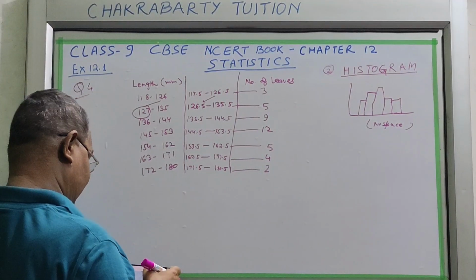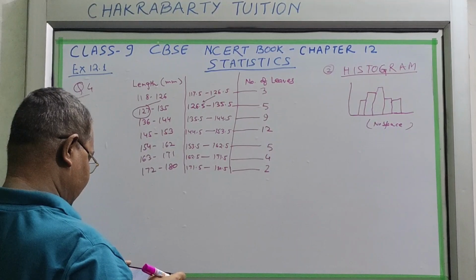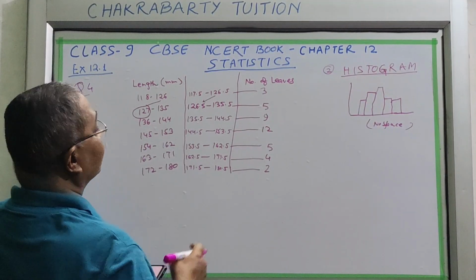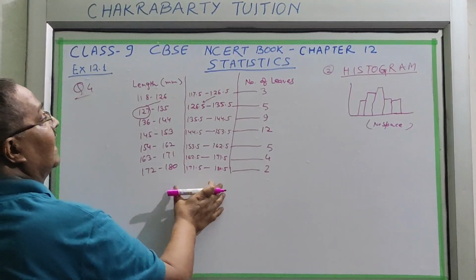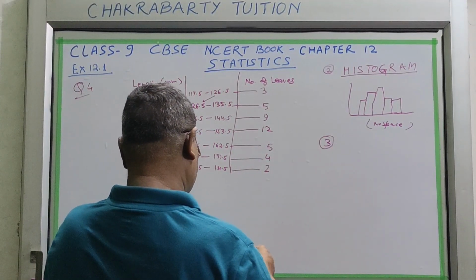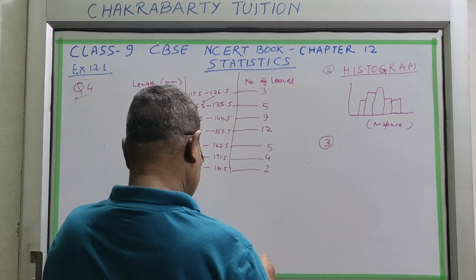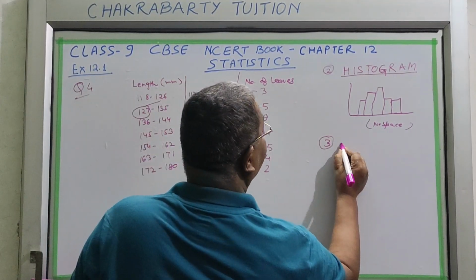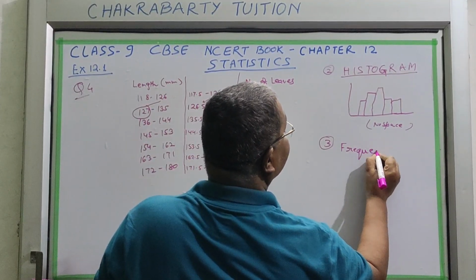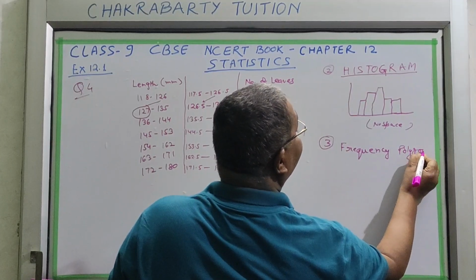So your question part, the histogram, we will draw. And part B, part 2: is there any other suitable graphical representation of the same data? So for this data we also have a third option, that is the frequency polygon.